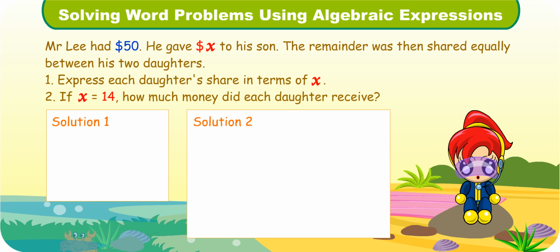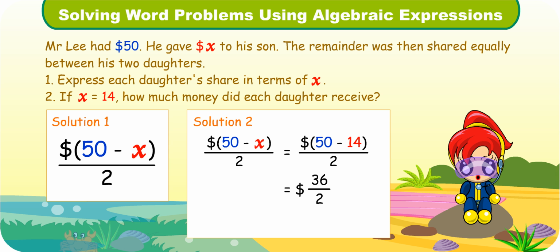After giving money to his son, Mr. Lee has 50 minus x dollars left. So each daughter will receive 50 minus x dollars divided by 2. Since x equals 14, each daughter will get $18. Well done.